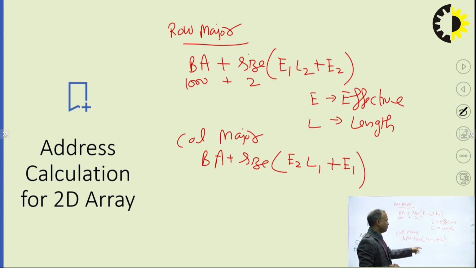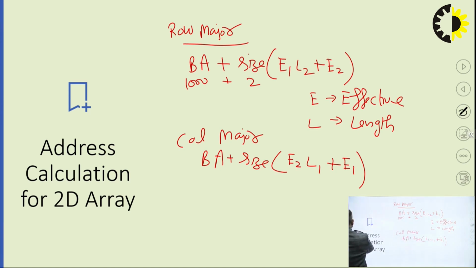Similarly, in the column measure we are starting with E2. What are the E2s? I will clarify with the help of the example, but at this point you may just remember we need to start with E2 if we are using the column measure. So E2 L2, E2 L1 plus E1, because the difference between E and L is 1, therefore E2 L1. In this way you can easily remember the formula of row measure and column measure.